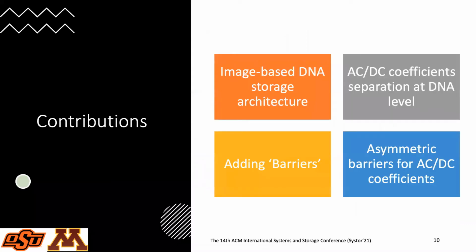So according to the observations from the DNA storage and also images, here's our contribution. Based on those observations, we propose an image-based DNA storage architecture to improve the robustness of DNA storage. Based on the observation from images, we do AC-DC coefficient separation at the DNA level, and also use so-called asymmetric barriers for AC-DC coefficients to reduce the overhead. And also we propose to add barriers into DNA storage to prevent error propagation.